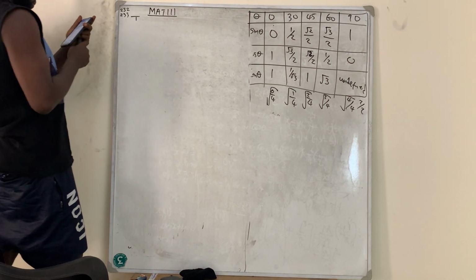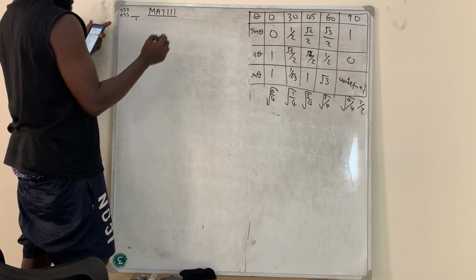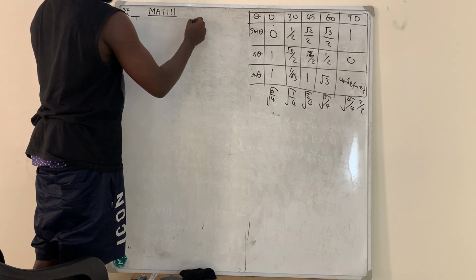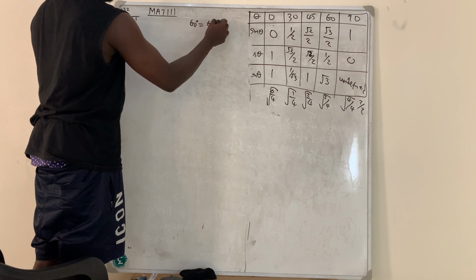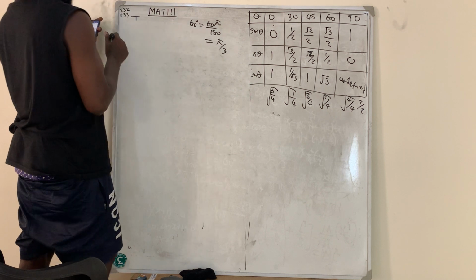So we move to the second to the last question. Okay, and 60, what is 60? Their own is in radian. So 60 degrees is what? 60 pi over 180, which is what? Then pi over 3. This divided by this is 3, so pi over 3.